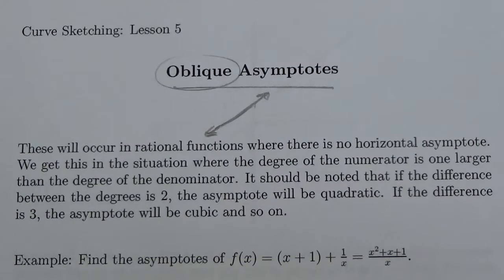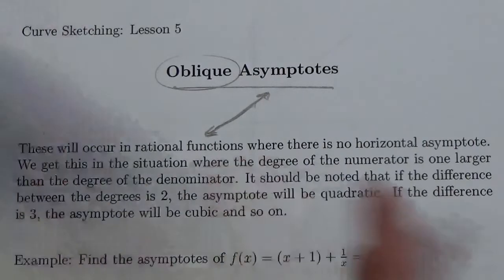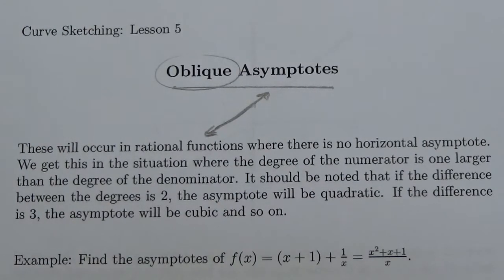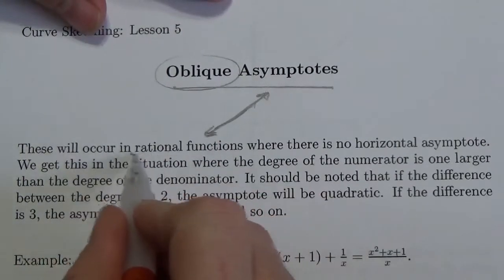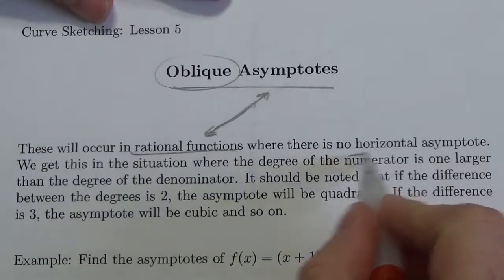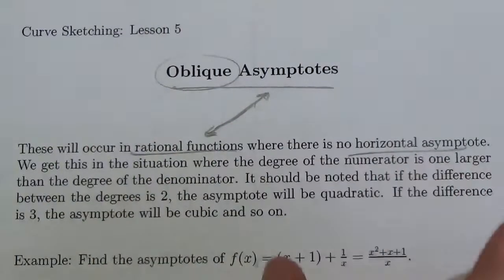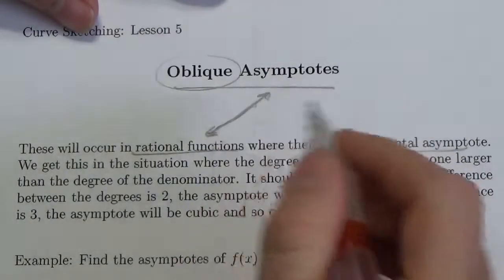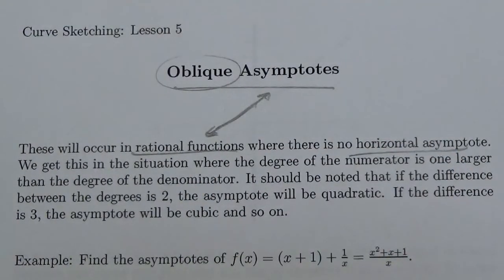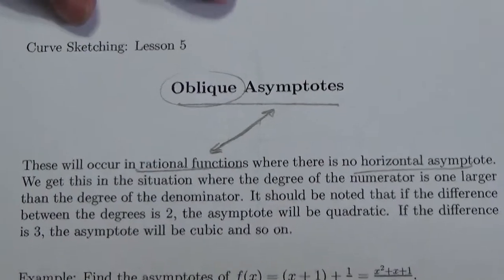Now, it should be noted though that this is still just the beginning of the analysis of asymptotes here. These occur in rational functions where there is no horizontal asymptote, okay? So when there's an absence of a horizontal asymptote, you're very likely going to have an oblique asymptote. And just so that you know here, it doesn't have to be a straight line.